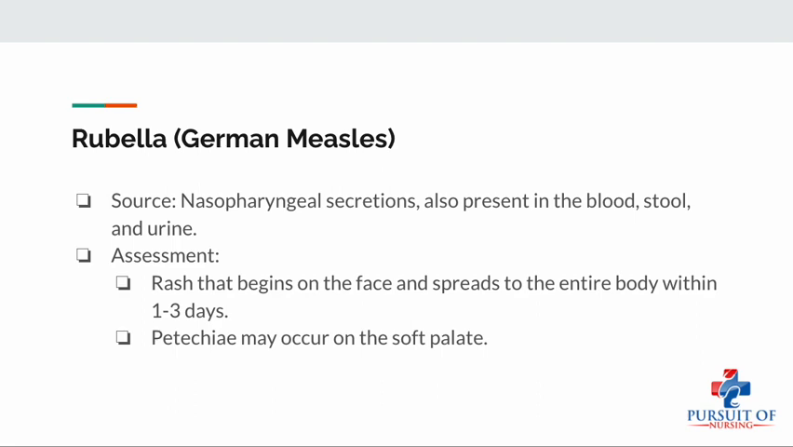All right, rubella or German measles. The source of transmission is through nasopharyngeal secretions. It's also present in the blood, stool, and urine. Assessment consists of a rash that begins on the face and spreads to the entire body within 1 to 3 days. Petechiae may occur on the soft palate. This patient is also placed on airborne, droplet, and contact precautions.